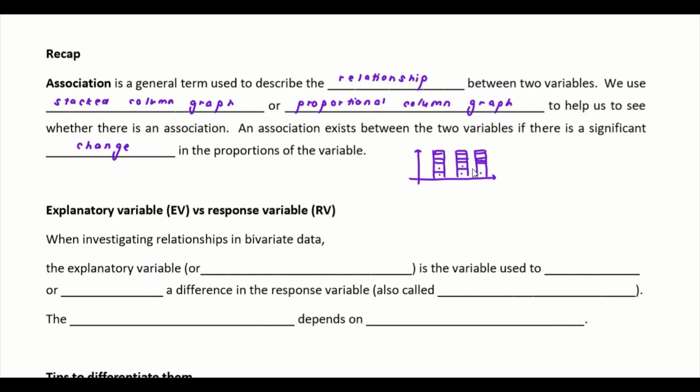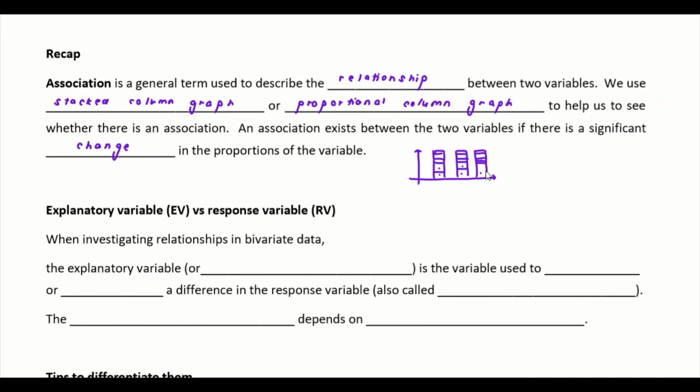So this one increases and this one decreases. Okay, so that's the idea. We only say that the association does not exist if all of the proportions are really identical and there's no difference that you can tell when you compare among the columns. I hope that you can get the idea, but don't worry, we will discuss that further in the consultation hour.